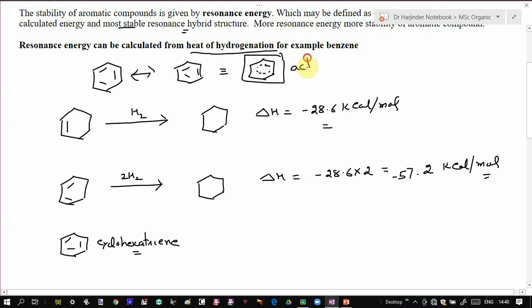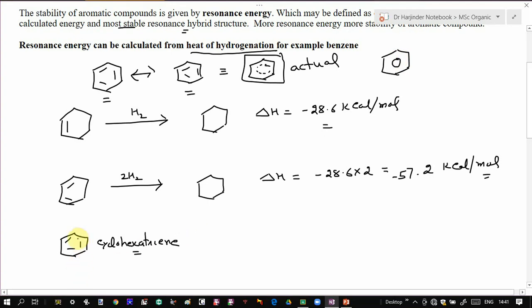So this is the actual structure, and these two are hypothetical structures in which three double bonds are there inside the cyclohexane ring. This is the actual structure. That's why we write the benzene ring like this, with complete delocalization of electrons.